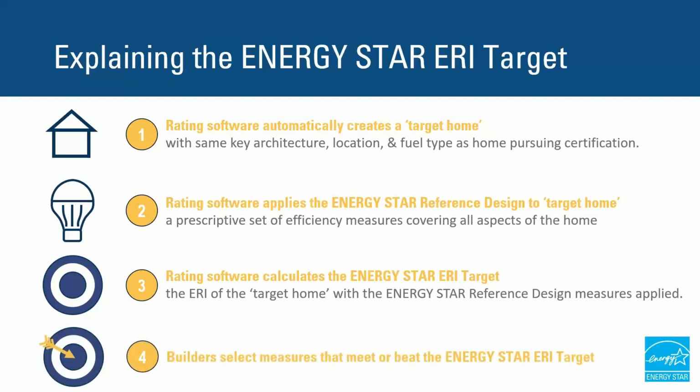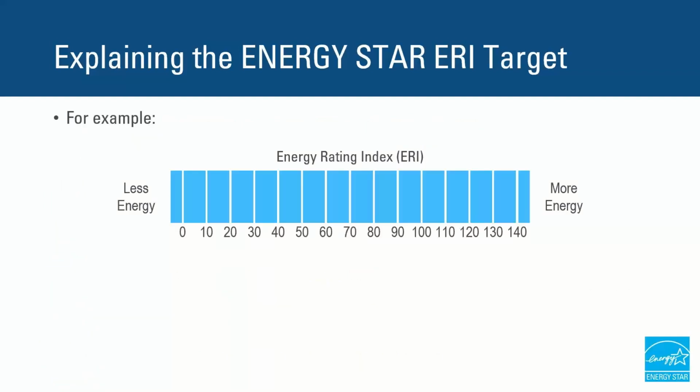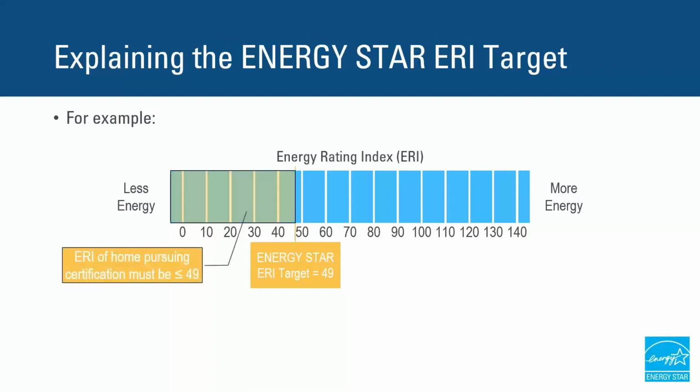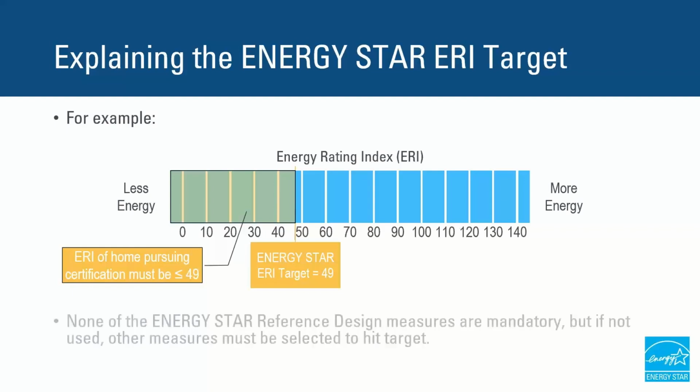And once the ERI target has been calculated, builders then select efficiency measures that meet or beat that ERI target. So for example, let's say that you model a home you want to certify and the software calculates that the Energy Star ERI target for that particular home is a 49. You then have to select efficiency measures that meet or beat 49 for that particular home. So none of the Energy Star reference design measures are mandatory for hitting the target, but if they're not used, then other measures have to be selected to compensate.